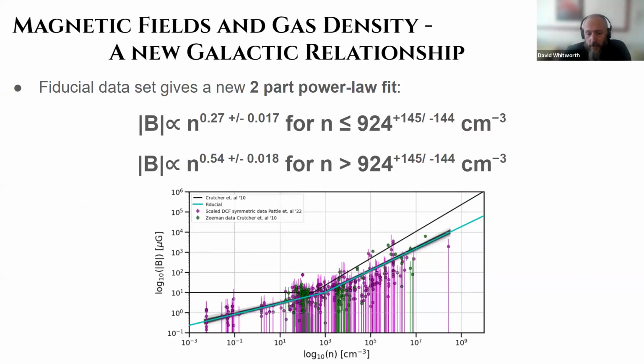We scaled both the Zeeman and the DCF data to be 3D and in line with each other, and we get this relationship. So we have this new two-part one where we have a slope in the diffuse gas of around 0.27 and one in the dense gas of about 0.54. So we are seeing this connection where the diffuse gas does have a slope within it. And you can even look at the spread of data in this plot and see that it is more or less where you'd expect it if you just did a by-eye fit.